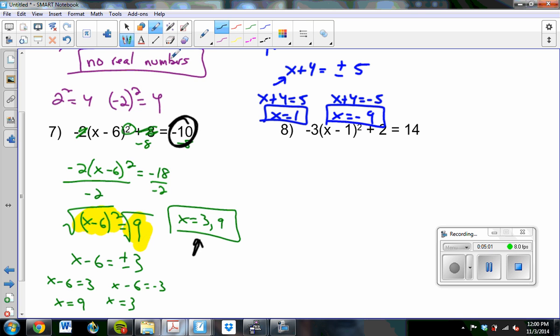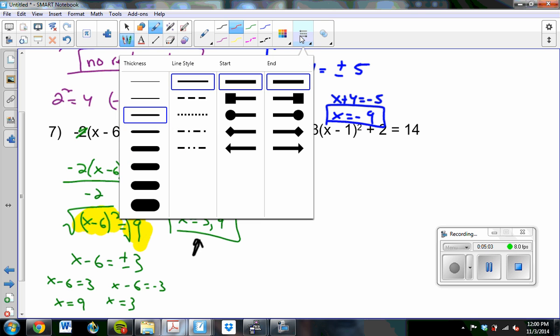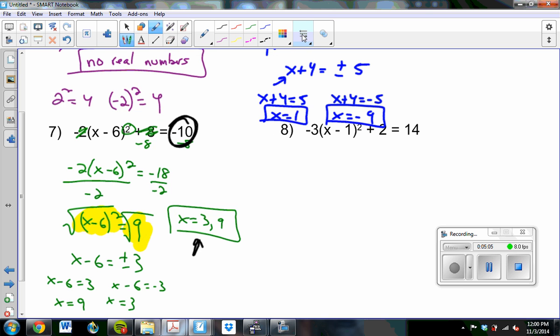On this next one, I think we'll have a different issue. Subtract 2 from both sides. Negative 3 times x minus 1 squared equals 12. I divide everything by negative 3. And I get that x minus 1 squared equals negative 4.